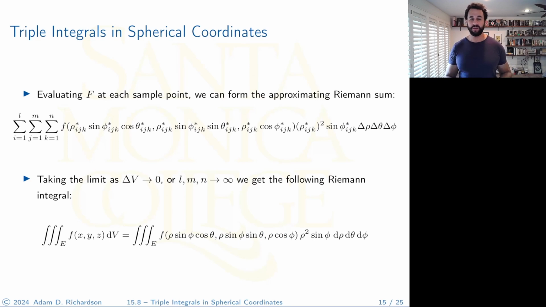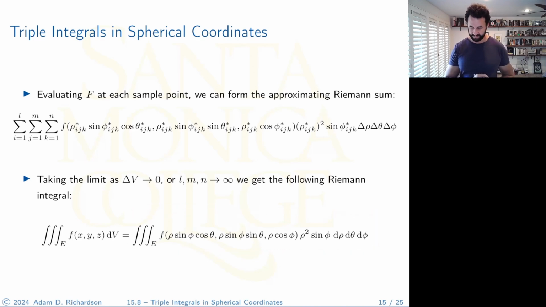Now, just like before, we evaluate capital F at each one of these sample points, and because of that indicator function, it's going to basically leave only what is on the set E, the only place where little f is defined. And then we can form the approximating Riemann sum, which looks like this. Again, don't let it overwhelm you. Just look at the pieces and recognize the structure. It's really just evaluating f at x, y, and z. And then the volume of each one of those wedges, like the volume of each one of those rectangles, is given by this factor right here. That's what it is. Then we take the limit as the volume of those things goes to 0, or equivalently as the partition gets more refined, L, M, and N go to infinity, and then we find the following Riemann integral, this.